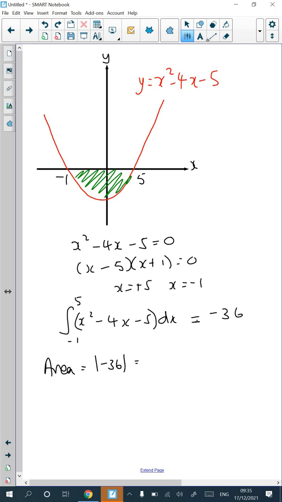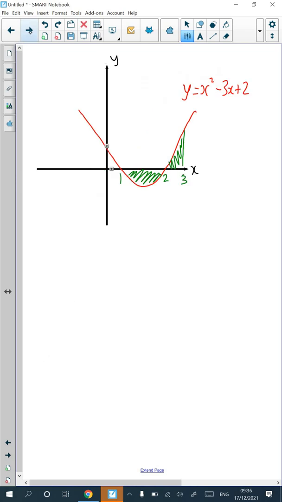So my area is the absolute value of -36, so my area is 36. And that would be the answer to a find question. For detailed reasoning, you show the integration, you show the limits going in, and then you might even explain why your negative solution becomes positive. Right, slightly harder.